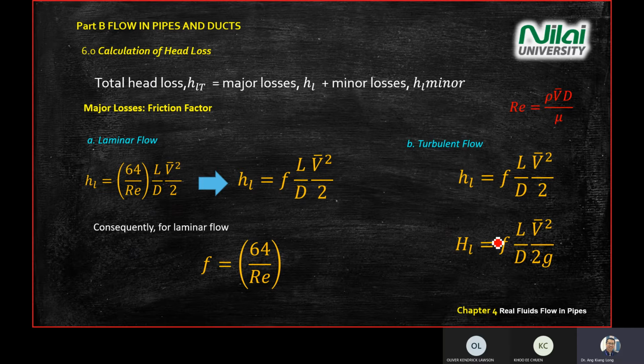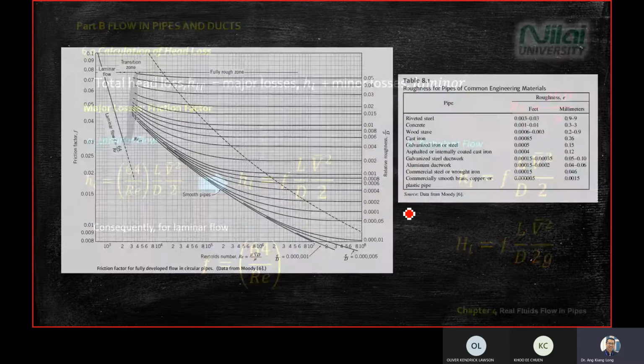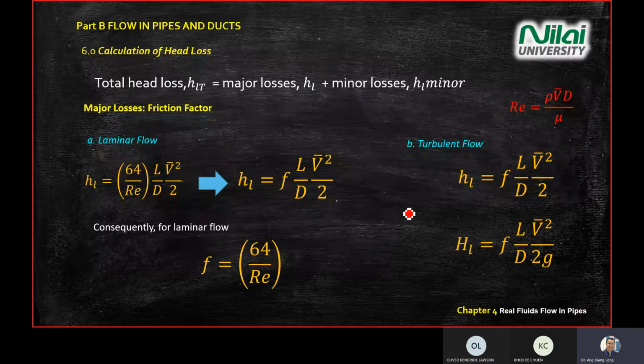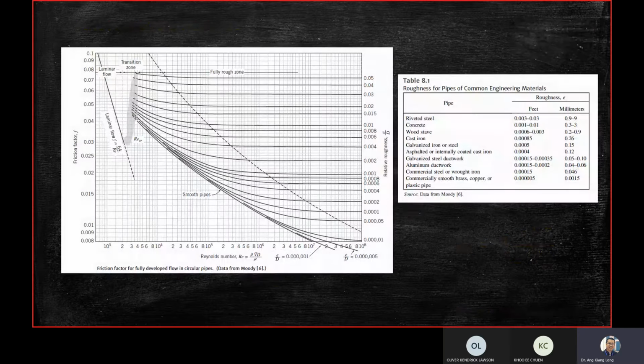For turbulent, you need to find what F is. The next slides will teach you how to find F. There is an appendix in the Moodle, so you need to download the appendix from Moodle, or there's a chart called the Moody Chart. And this chart is called the Moody Chart.